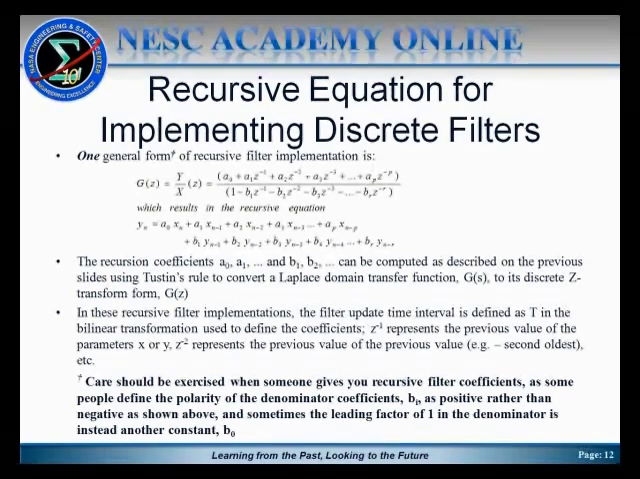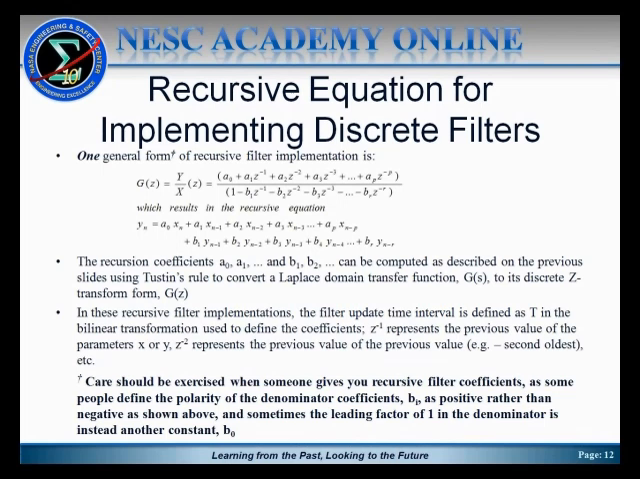Now, what I'll show here is a recursive equations for implementing discrete filters of any order. The examples we showed earlier was just a simple lead lag, so it only had 2 coefficients in the numerator and 1 in the denominator. And I'll show here, this is just a general form of any discrete implementation of a filter. Now I'll jump first to the footnote on this page where it says, one general form of the recursive filter is as shown at the top of the slide here.